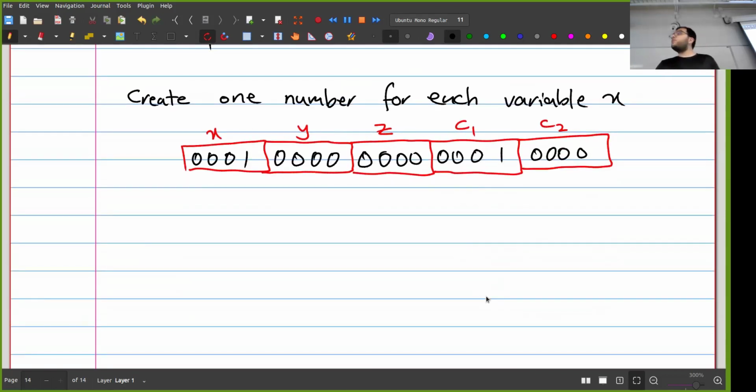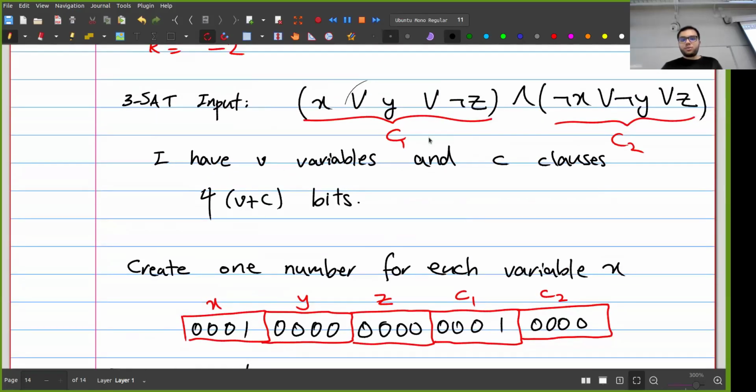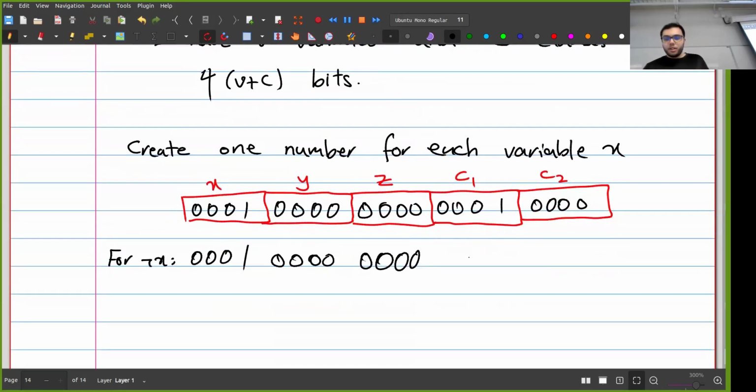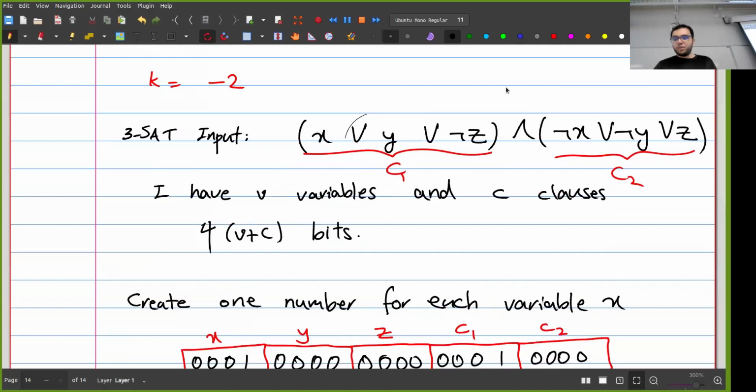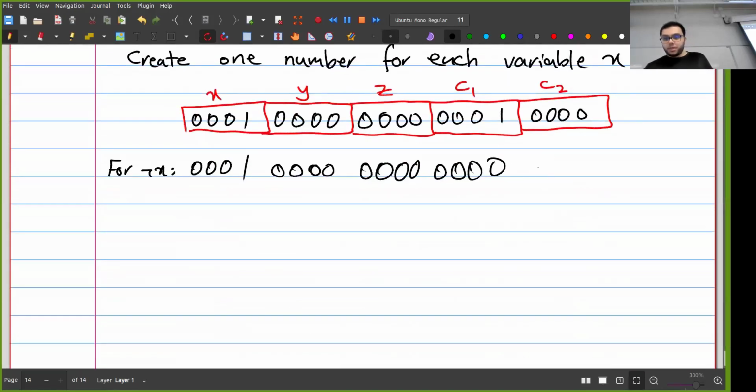And I do the same thing for negations as well. So for not X, I create a number. Again, it uses the variable X, so I'm going to have 1 here. It doesn't use Y, so I'm putting zeros there. It doesn't use Z, I'm putting zeros there. If I set not X to true, would it satisfy C1? No, so I put zeros here. Would it satisfy C2? Yes, so I put a 1 here.